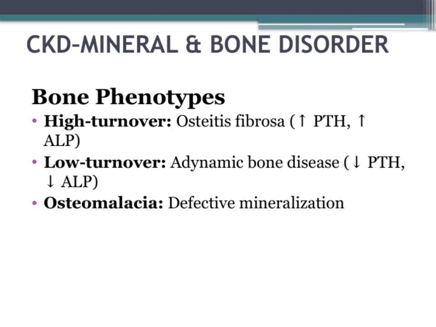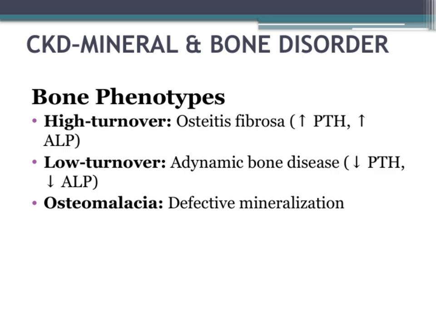Let's take a closer look at the different bone phenotypes seen in CKD mineral and bone disorder. First, we have the high turnover type, which is characterized by osteitis fibrosa. This occurs when PTH and alkaline phosphatase levels are elevated, leading to increased bone resorption and formation. It's often a response to secondary hyperparathyroidism.